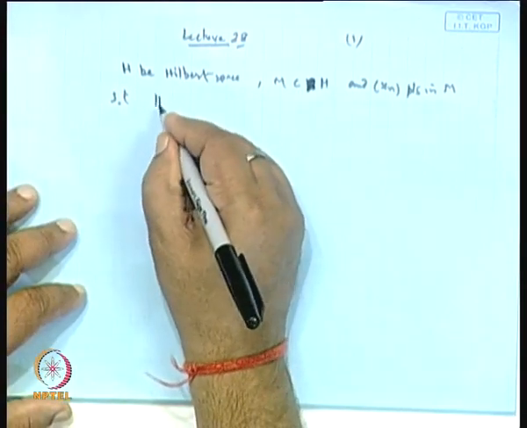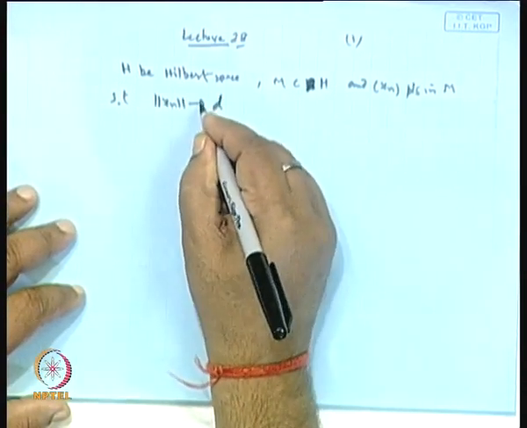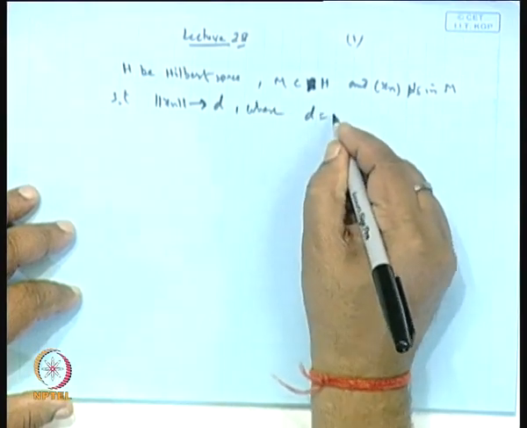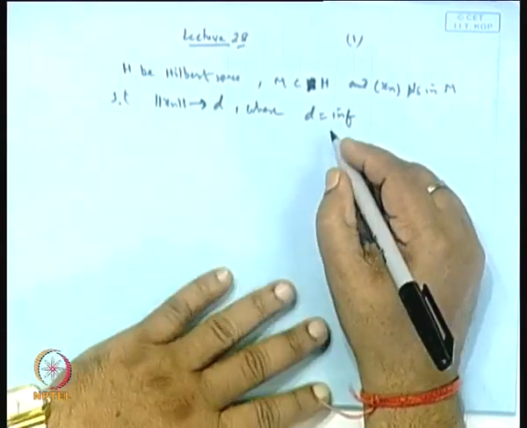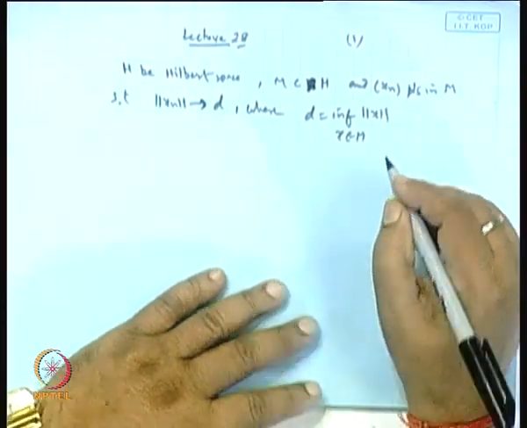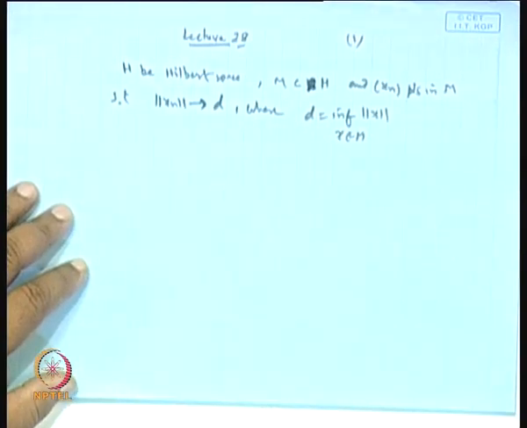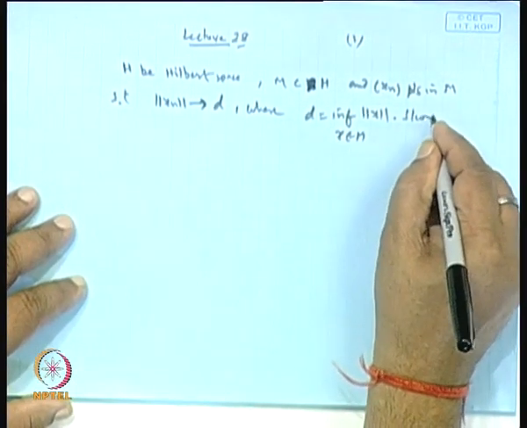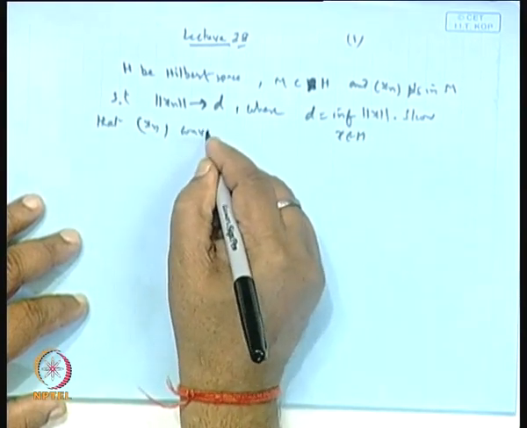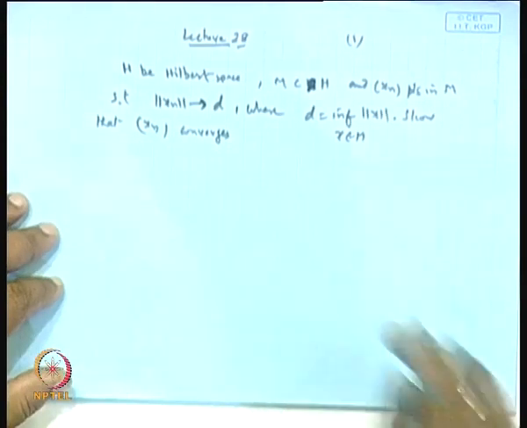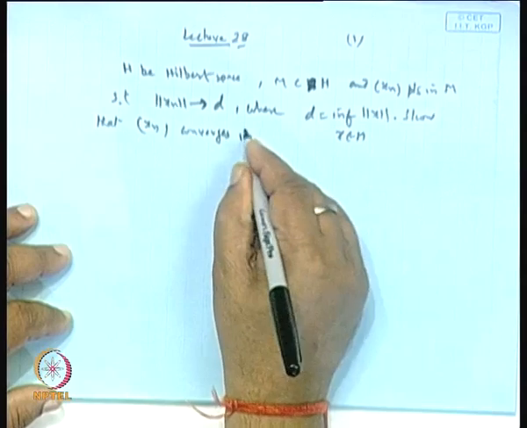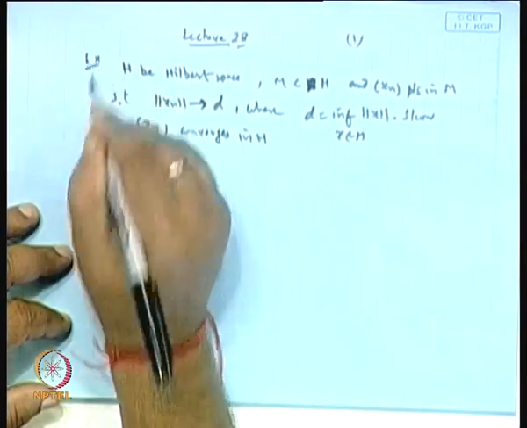norm of x_n goes to D as n tends to infinity, where D is the infimum of norm x when x belongs to M. Then it is required to show that x_n converges in M, and so x_n converges in H. That was the problem. This was the exercise last time.